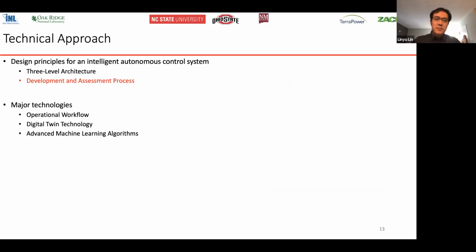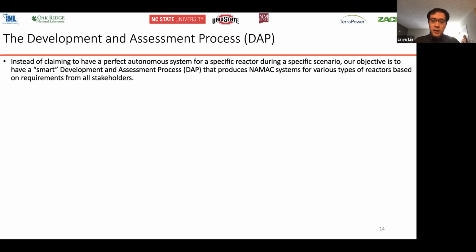And another major principle for NAMAC design is the development and assessment process. That is to answer how we should develop a NAMAC system in a consistent, transparent, and improvable way. So with this project, we are not claiming to have a perfect autonomous control for a specific reactor during a specific scenario. Our objective instead is to have a smart development and assessment process that can produce NAMAC systems for various types of reactors based on requirements from all stakeholders.